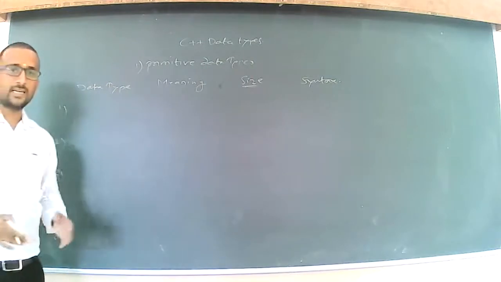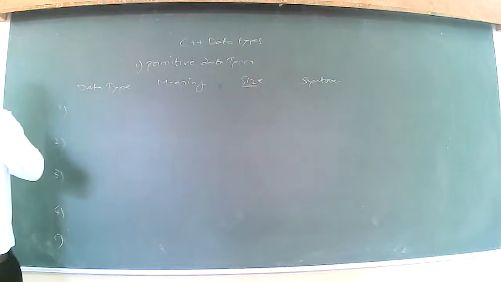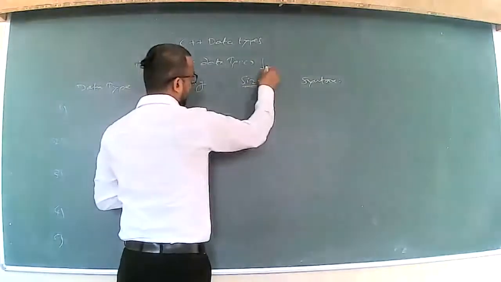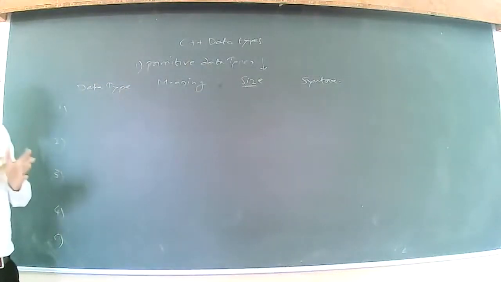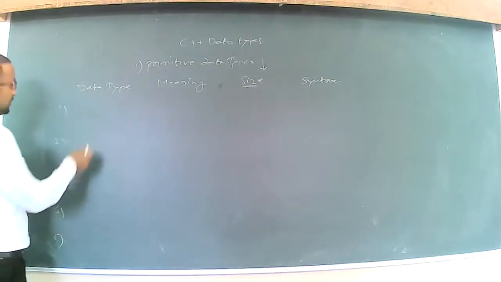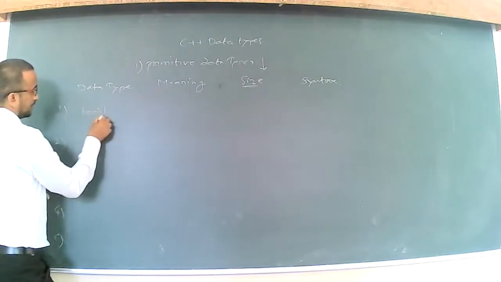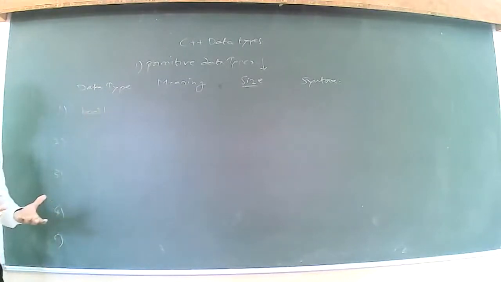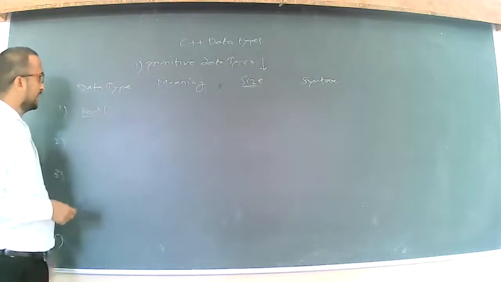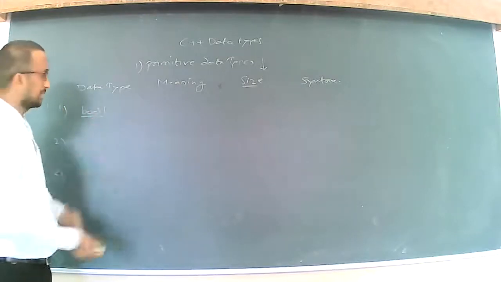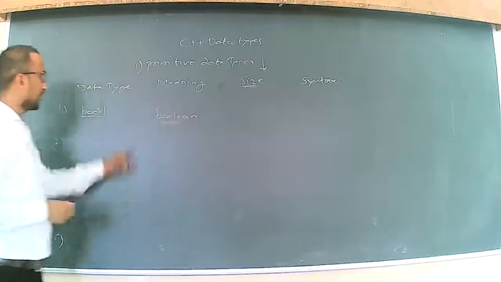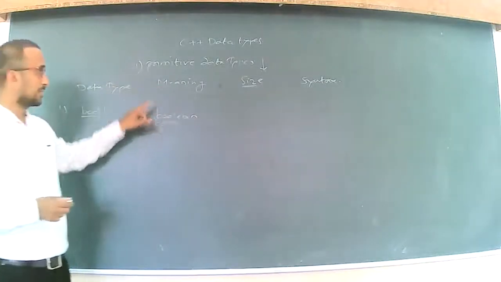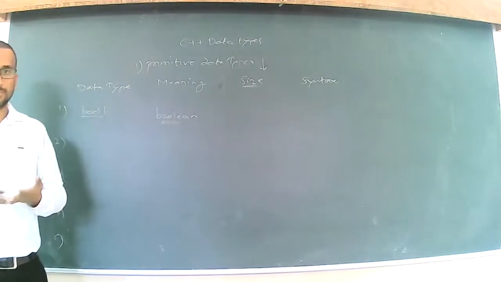Let us start with the first primitive data type. We will go according to the size, and I will start with the boolean data type, which was not in your first 5 primitive data types. The data type is bool, and its meaning is boolean, meaning we can store boolean values.